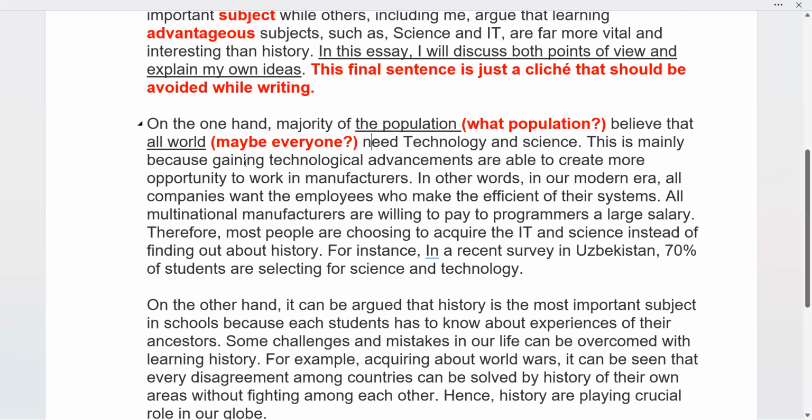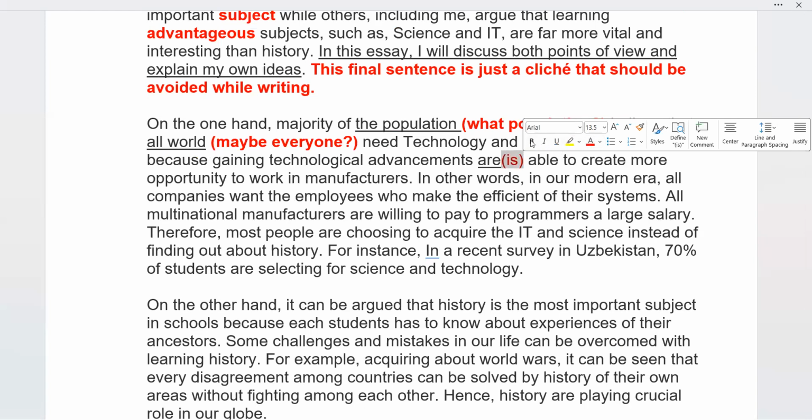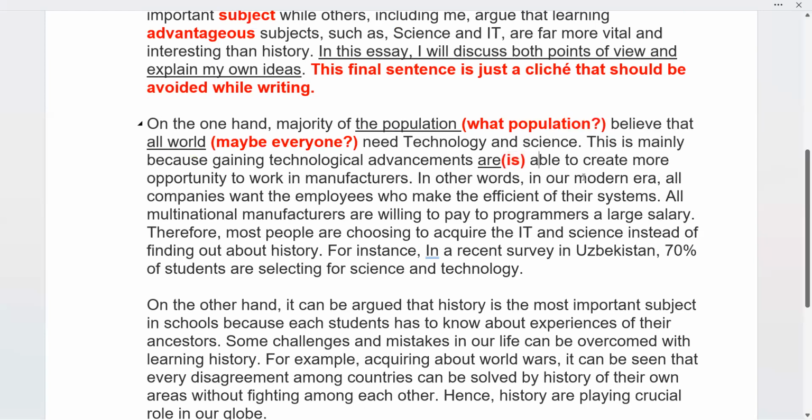So this is mainly because gaining technological advancements are able to create more opportunity to work in manufacturers. We're talking about gaining technological advancements. It's just one general factor, and we cannot say are, it's just is. So we have a simple grammatical mistake. You're just meant to say is, not are.